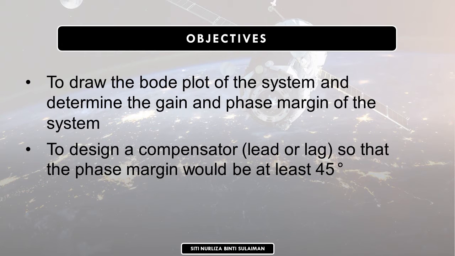Objective. First, to draw the plot of the system and determine the gain and the phase margin of the system. Next, to design a capacitor, lead or lag, so that the phase margin will be at least 45 degrees.